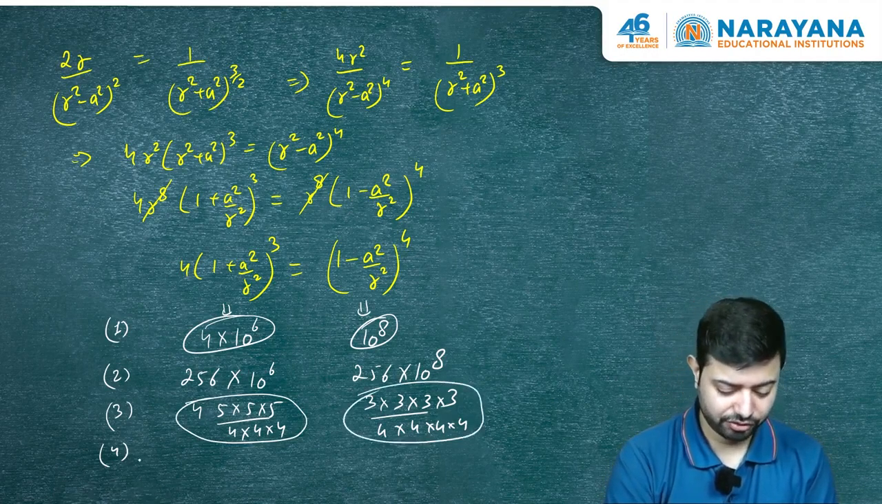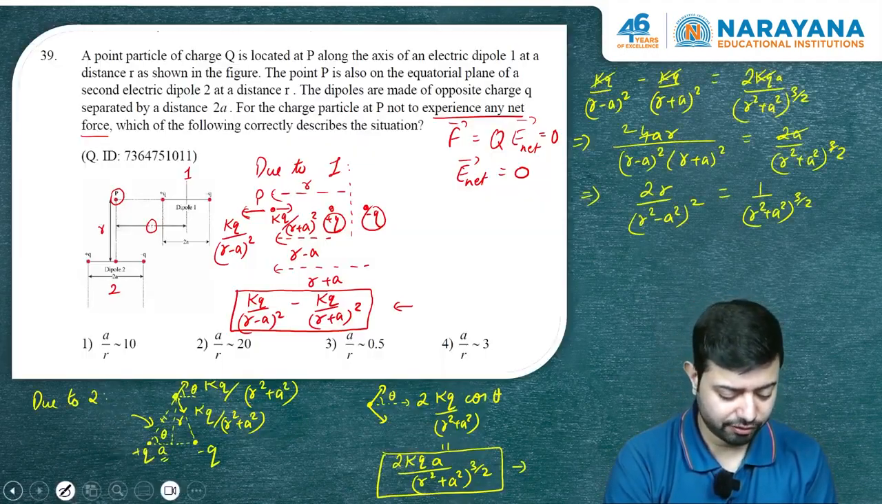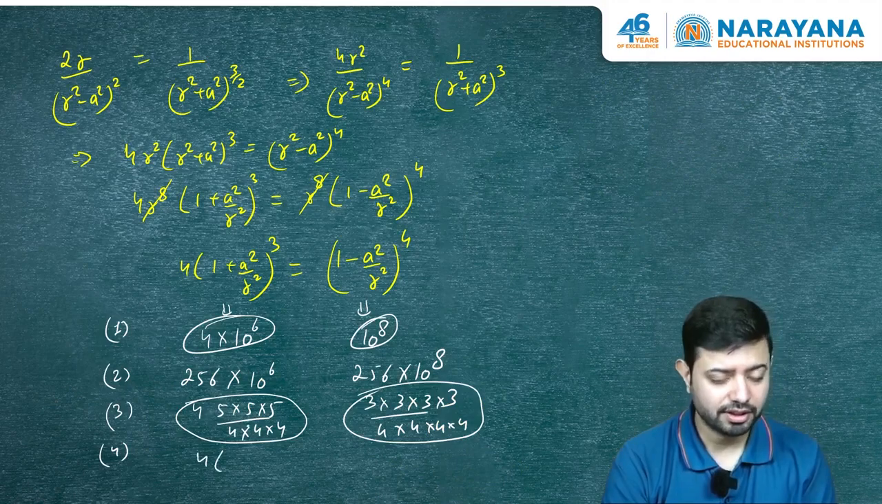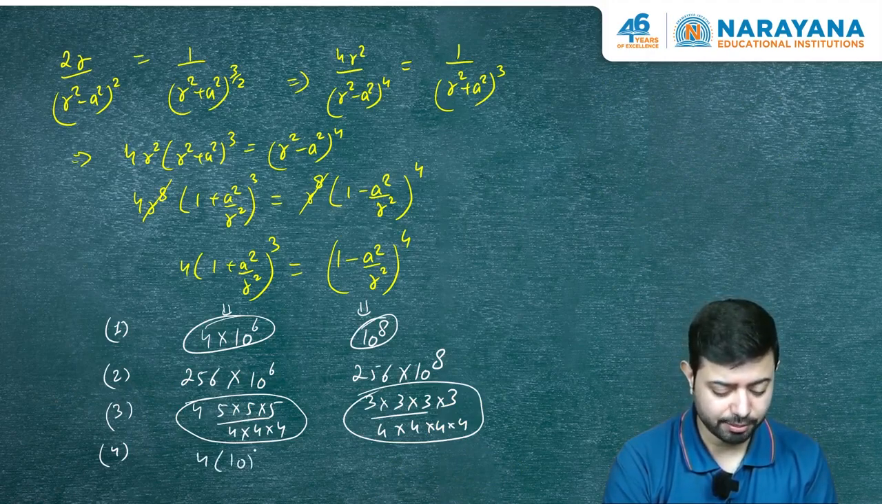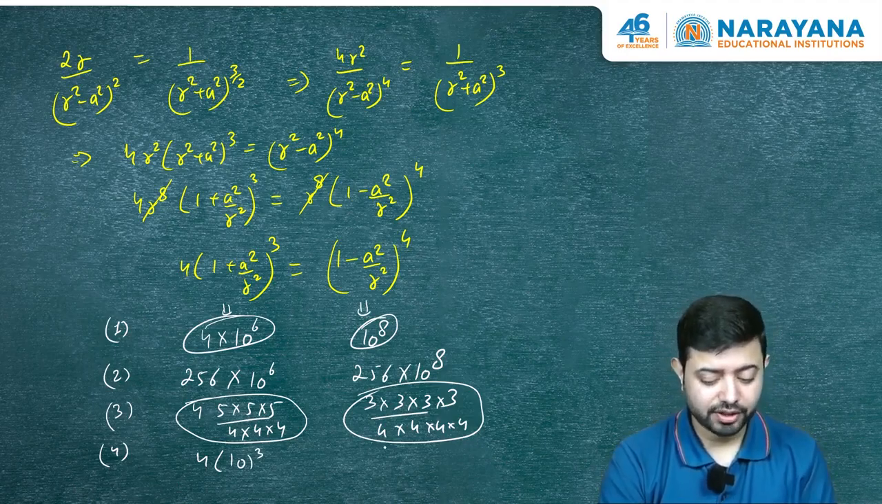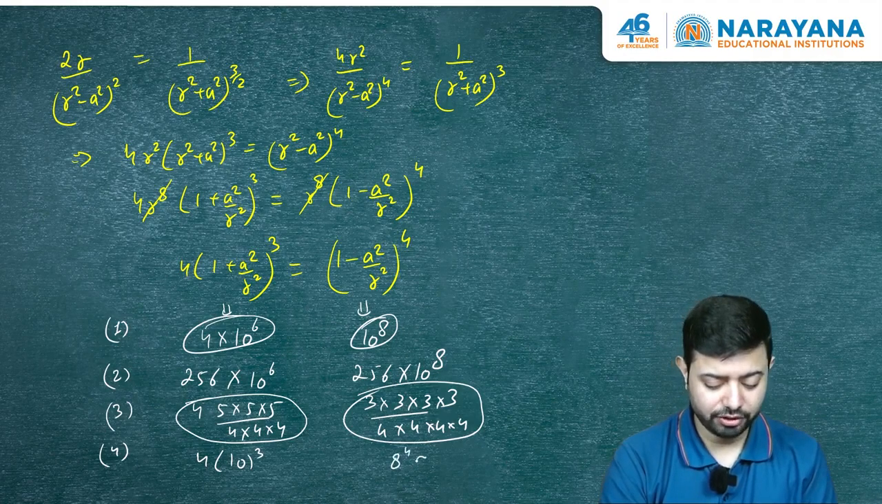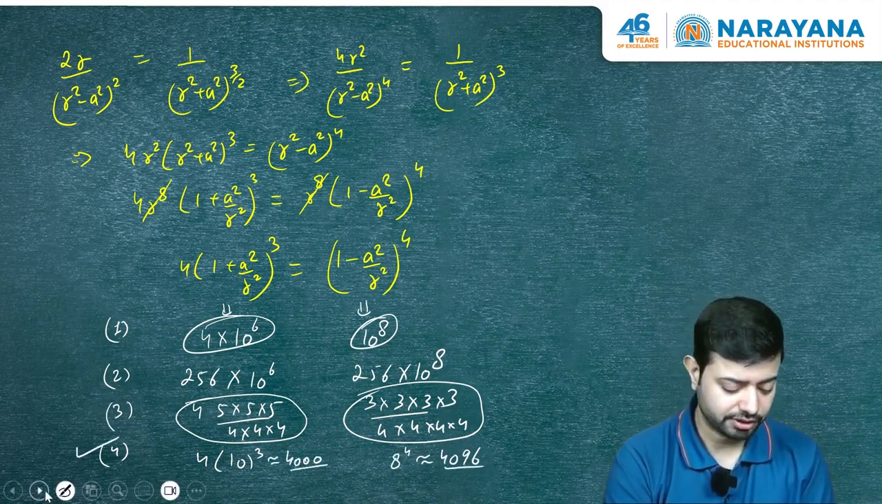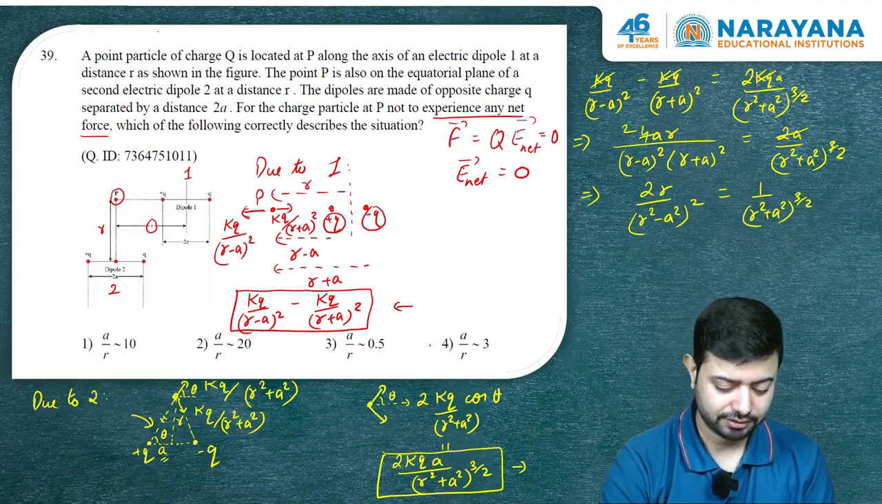So, here if you see now carefully what is happening with the fourth option. If I take A by R to be around 3, what is left side? Left side is 4 times 1 plus 3 squared, that is 9, that is 10, 10 to the power 3, and on the right hand side it is like 1 minus 3 squared, that is 9, that is 8 to the power 4. Now, 8 to the power 4 is 4096 and this is 4000, they are pretty much closer. So, I will go with the option, it is going to be fourth option.